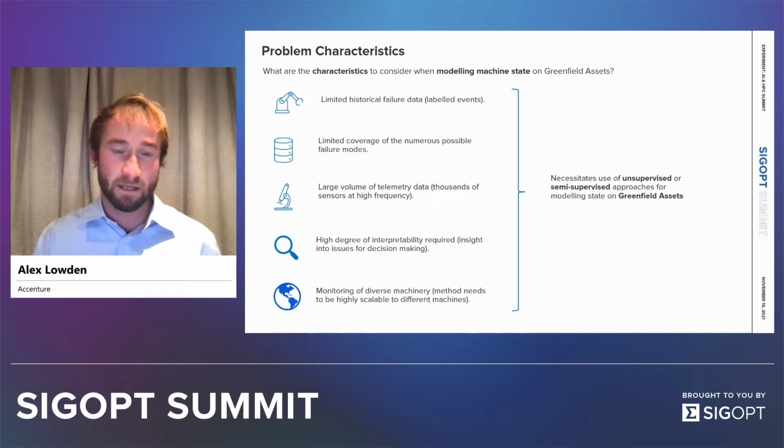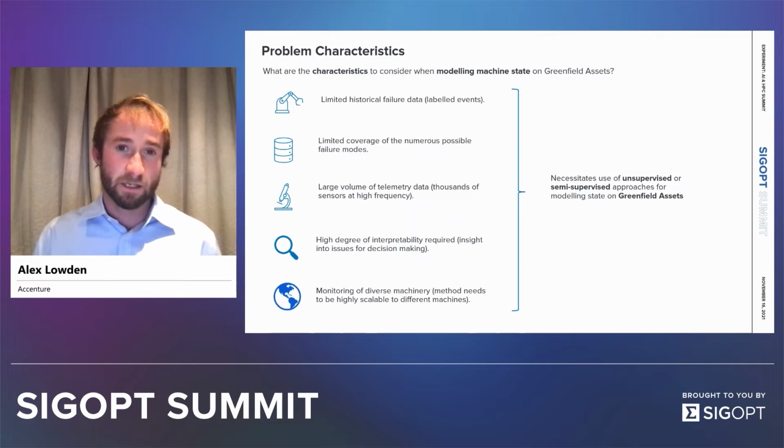Now, the first is that any system you're building to detect the state of machinery, the health of machinery, and to guide operators to locations where there may be issues. The first is really the limited availability of historical failure data. So typically on these greenfield assets, where you only have 2, 3 years of historical data, you have a limited supply of failure data. So the feed of labeled events is typically limited.